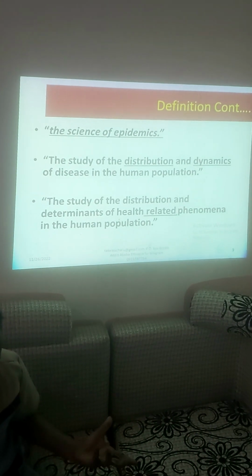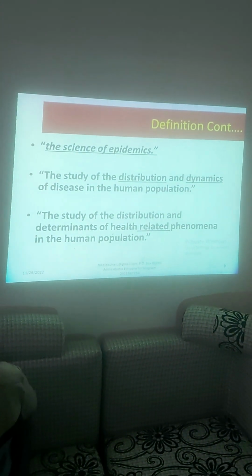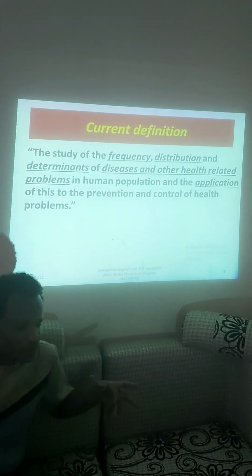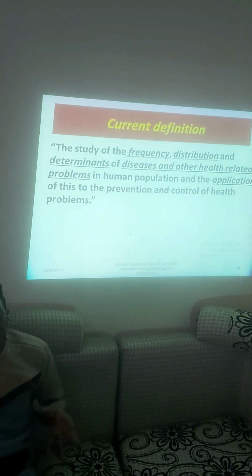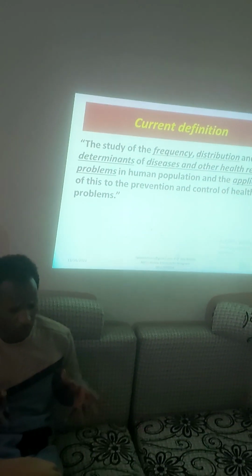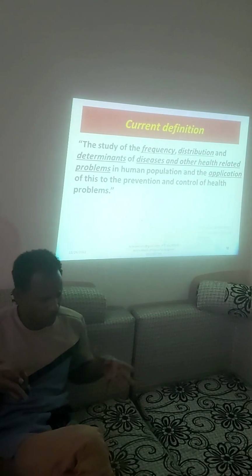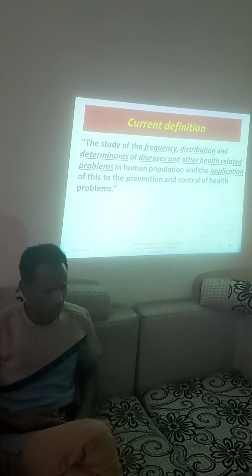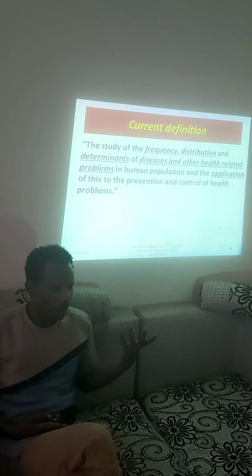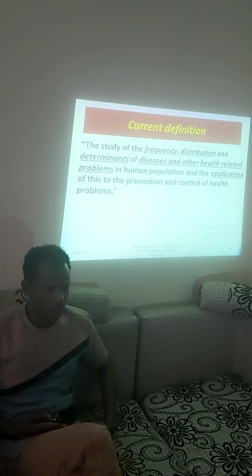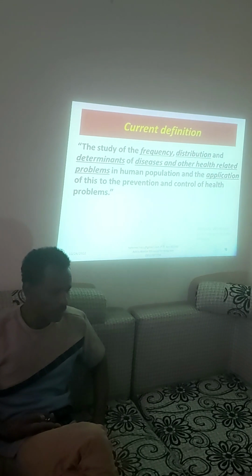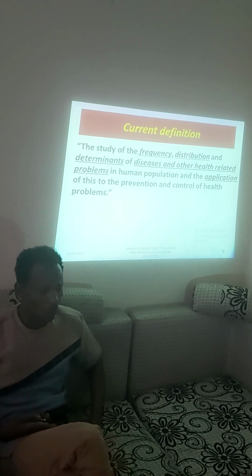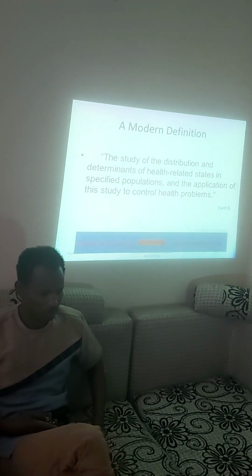In other words, it studies the distribution and determinants of health-related events. In epidemiology there are three words: frequency, distribution, and determinants. This science studies the frequency, distribution, and determinants of diseases and other related problems in the population, and applies this science to the prevention and control of health problems.